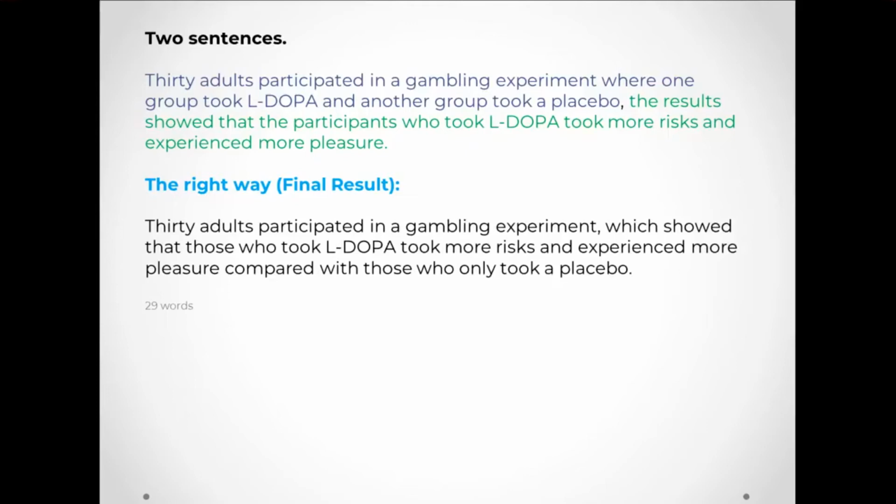Who did what? Who did what? 30 adults. What did they do? Participated in a gambling experiment. What happened there? Well, one group showed this and the other showed that.